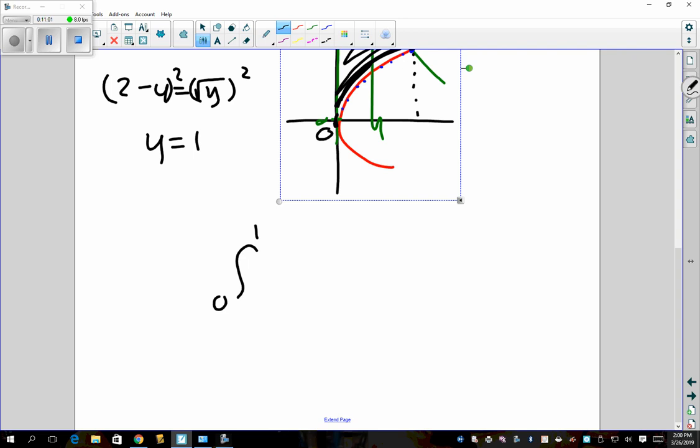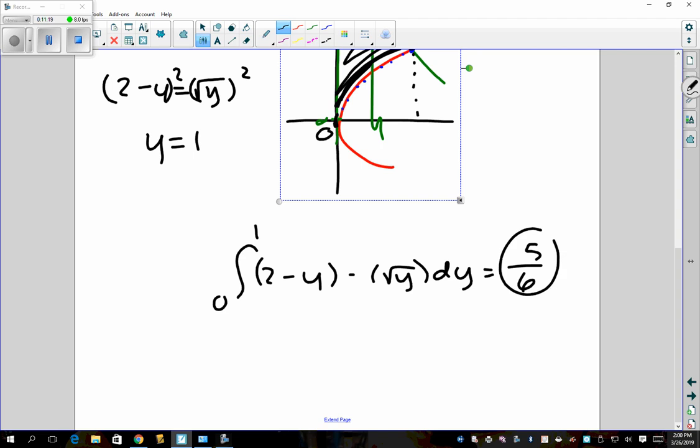My top function is 2 minus y, and my bottom function is the square root of y, and I'm integrating with respect to y. So again, we're going to go through this entire process, integrate and evaluate our bounds, and at the end we should get 5 over 6.